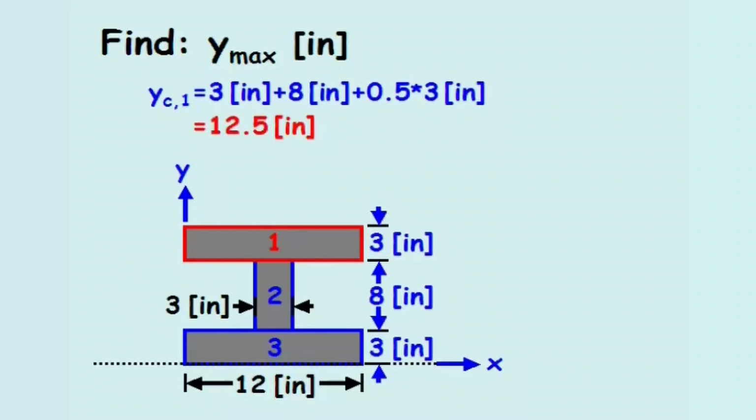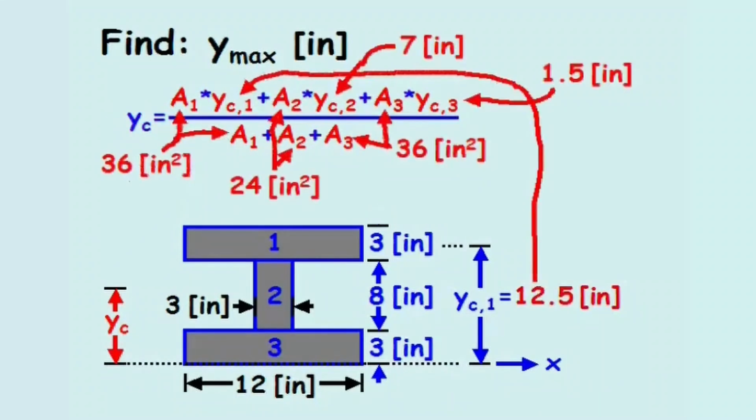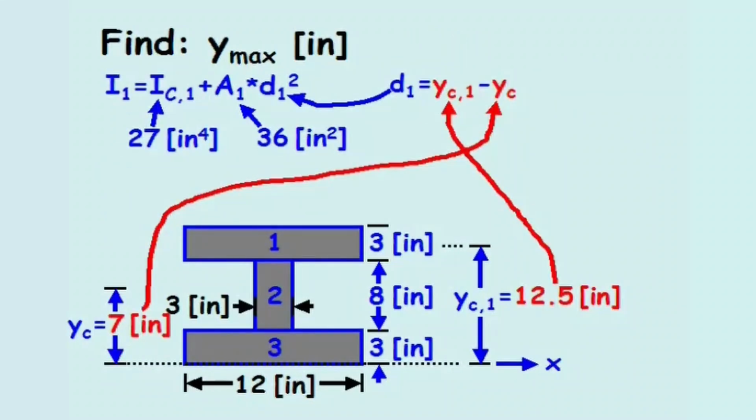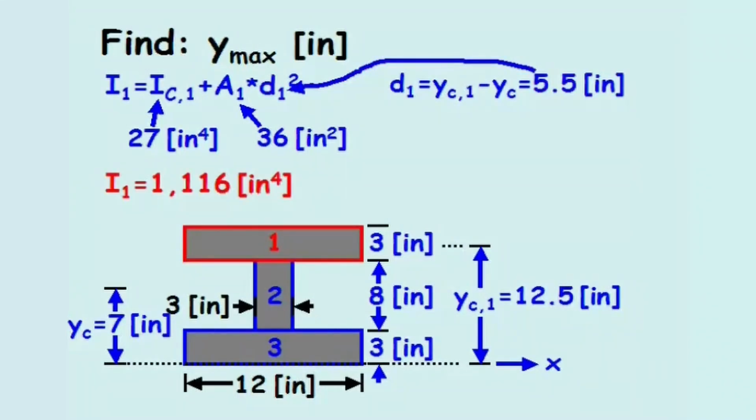The centroid for the entire cross-section is the average of all centroidal axes weighted by their area. Plugging in the appropriate values, the centroid for the entire beam, y sub c, equals 7 inches. Therefore, the perpendicular distance between the centroidal axis of area 1 and the centroidal axis of the entire beam equals 12.5 inches minus 7 inches, or 5.5 inches. This makes I1 equal to 1,116 inches to the fourth.